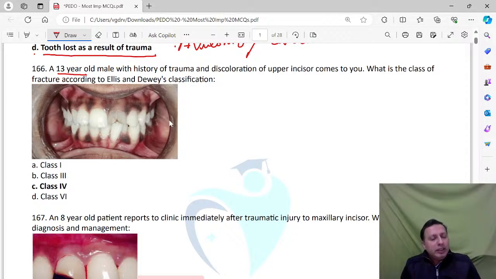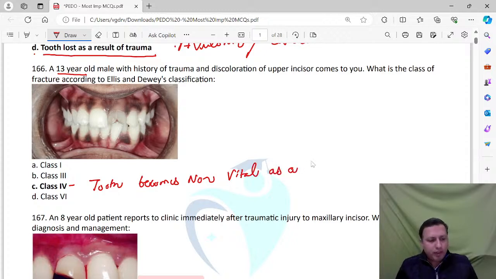So it comes under class 4, which is generally said to be where the tooth becomes non-vital as a result of trauma. So class 4 is where the tooth becomes non-vital as a result of trauma.